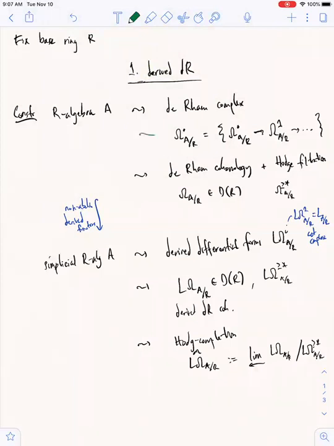So the de Rham complex, it's characterized very nicely by a universal property. There's a universal property for the ordinary de Rham complex. What is it? It's that, so it's what you might call a strictly commutative DGA, differential graded algebra over R.